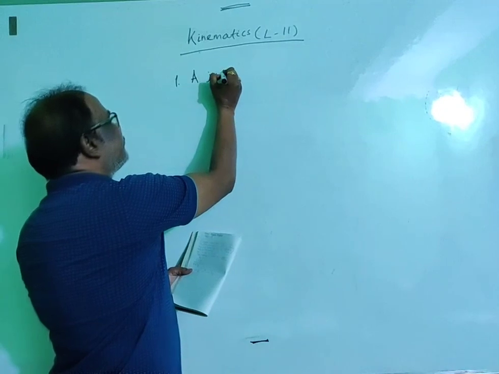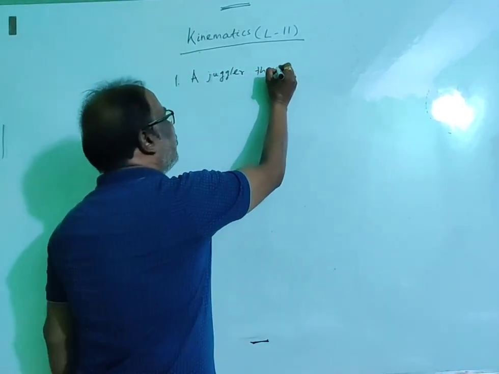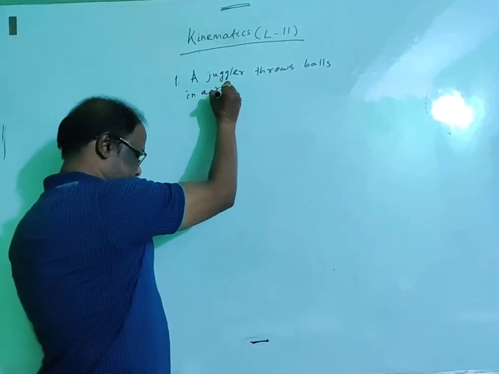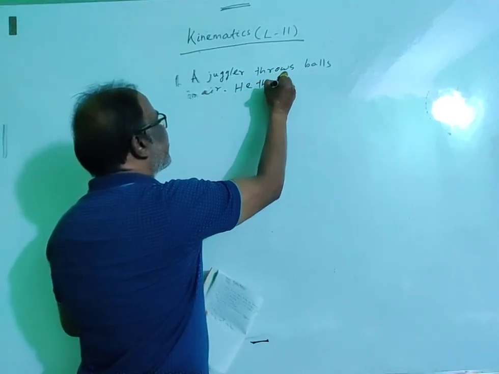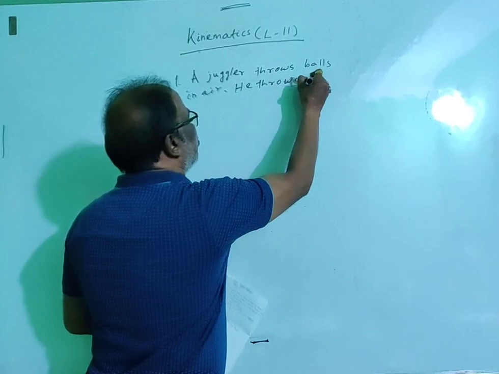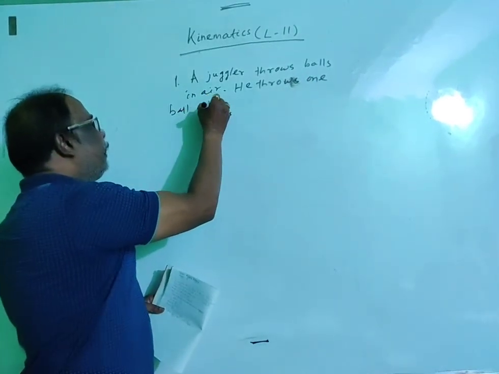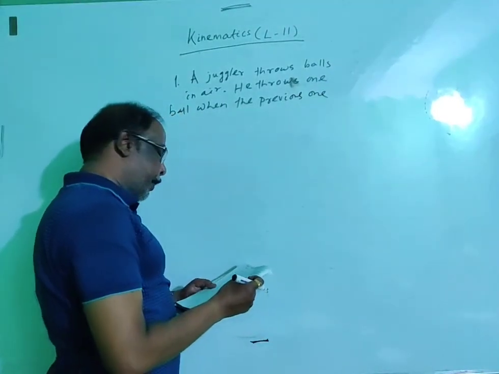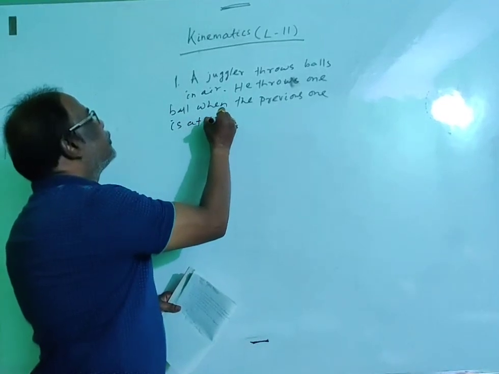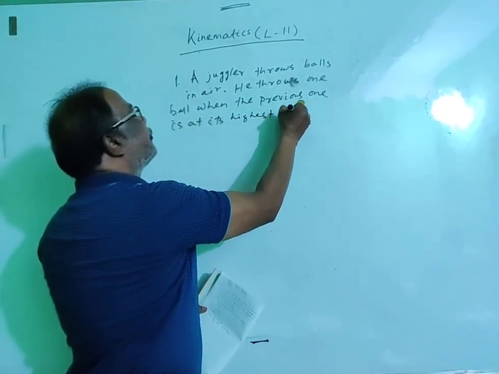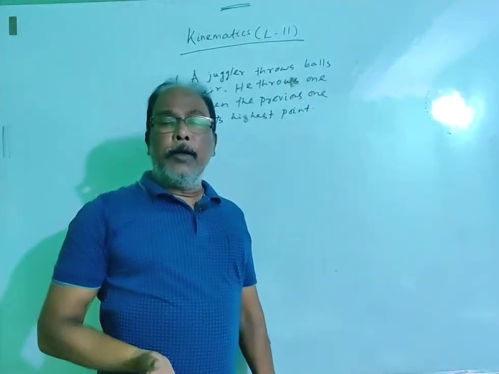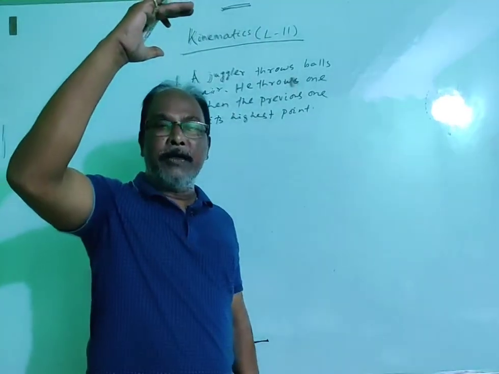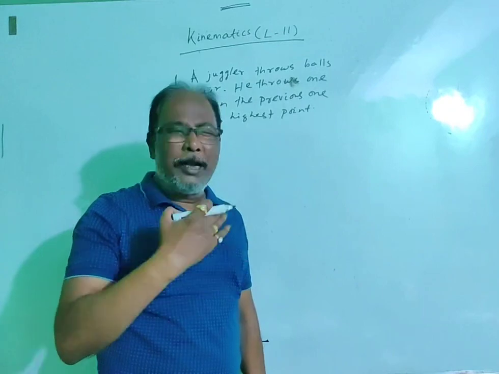A juggler throws balls in the air. He throws one ball when the previous one is at its highest point. A juggler continuously throws balls in the air. He throws in such a way that when the first ball reaches its highest point, he throws the second ball, and so on.